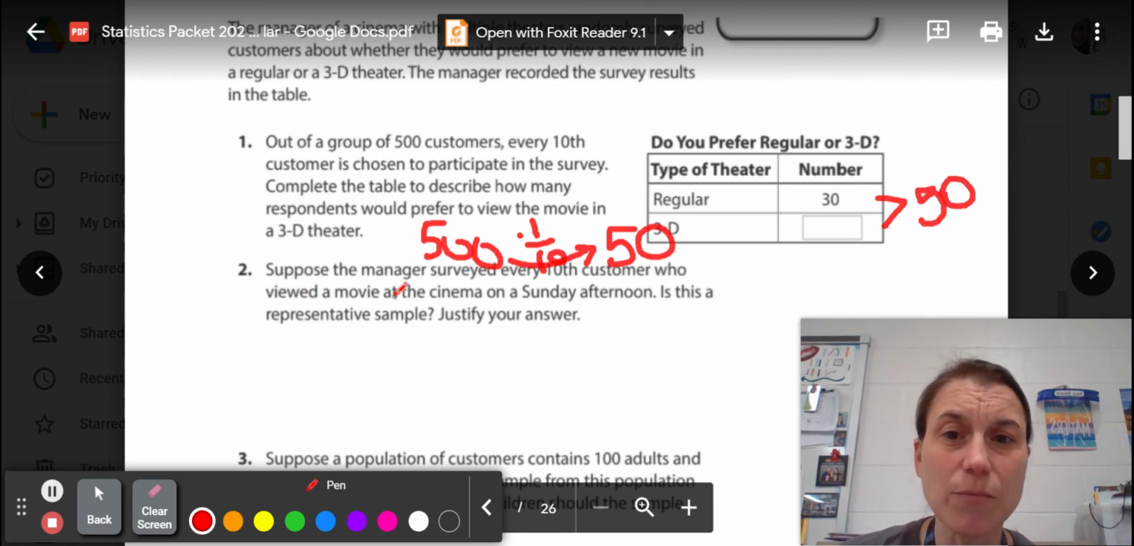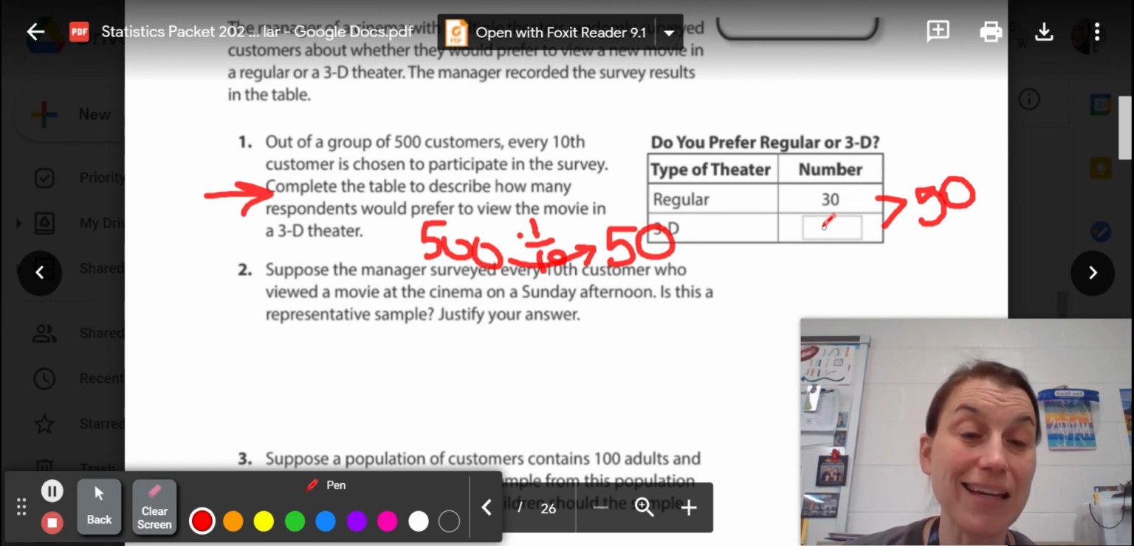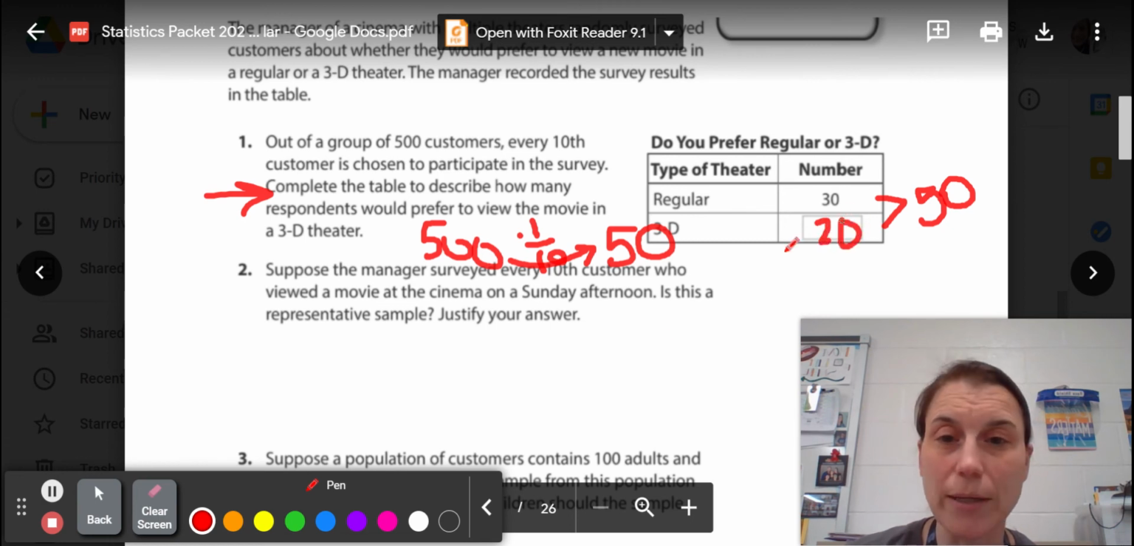So that means, suppose that he surveyed every 10th customer. Let's fill in the table. Complete the table to describe how many residents would prefer. Well, if 30 of them like regular, then the other ones out of the 50 must be 3D. So 50 minus 30 is 20. There you go. So 20. So now I know 20 like 3D and 30 like regular.